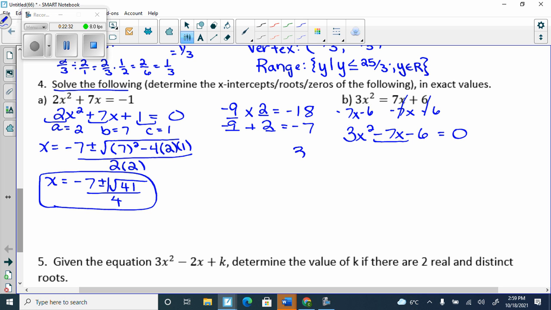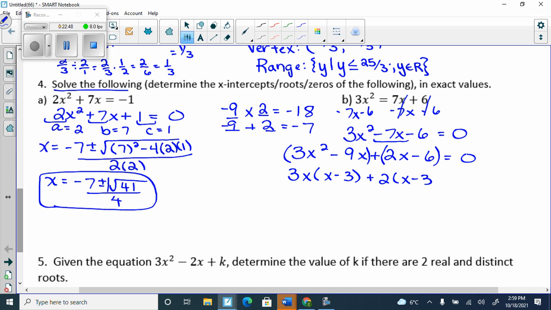So we're going to replace this. We have to decompose. So we're going to go 3x squared minus 9x plus 2x minus 6 equals 0. Group. We take a 3x out, we're left with x minus 3. Take a plus 2, we're left with x minus 3. Then you get x minus 3 as one of your factors and 3x plus 2.